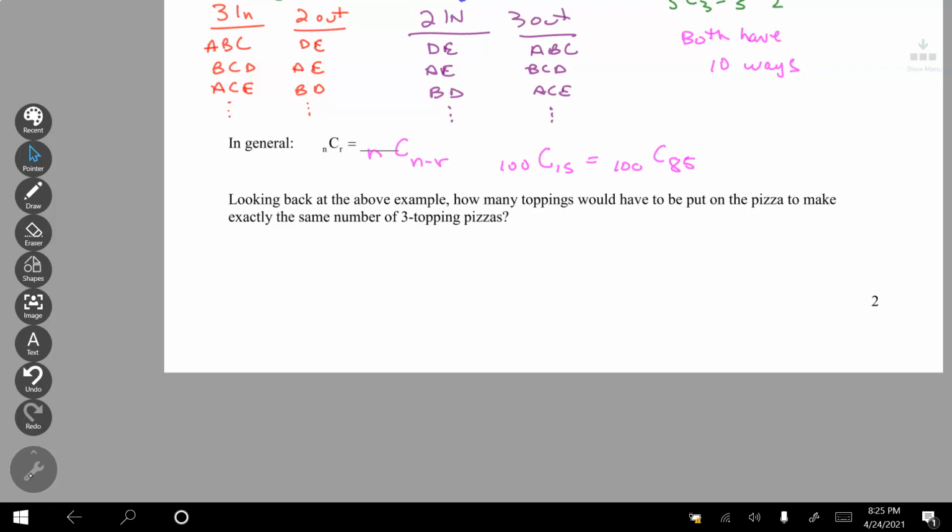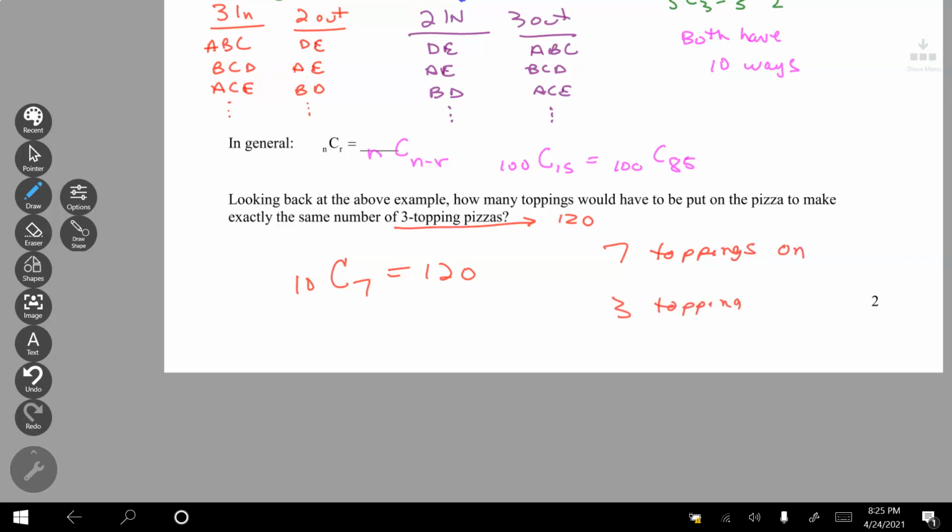So what's another way I could have done this to get exactly the same number? Remember, when I did this, my answer was 120. Another way I could have done this was 10C7. That's also equal to 120 because this would be 7 toppings on and 3 toppings left off. So 3 on and 7 off, and 7 on and 3 off will give the same result in this scenario.